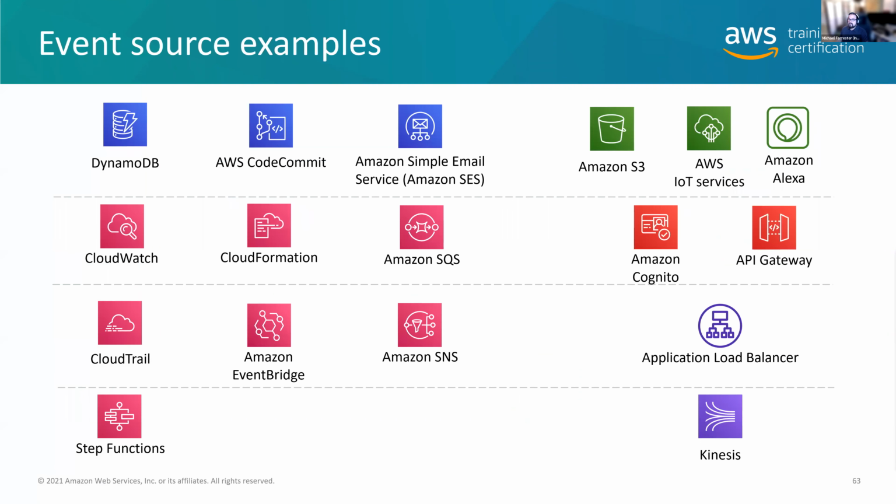Here's some event sources. Here's the bottom line. Pretty much anything can trigger Lambda at this point, especially if it can get to another service. SNS can trigger Lambda. CloudWatch events, also known as EventBridge, can trigger Lambda. There's a bunch of things that can trigger a Lambda now.